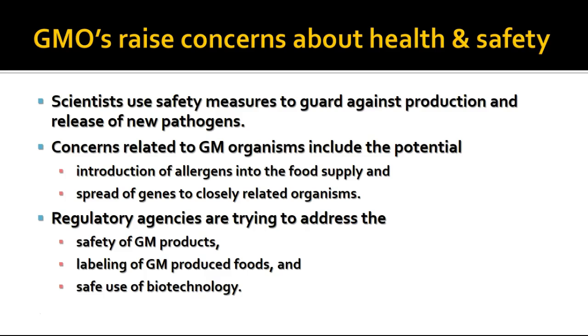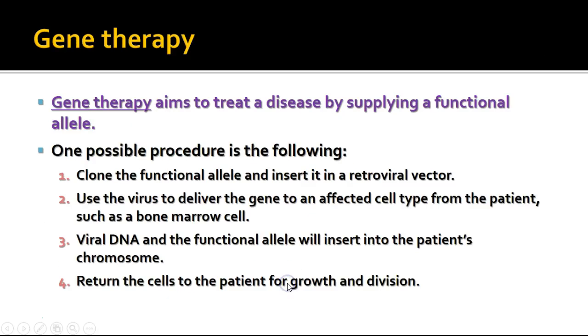Scientists use a great deal of safety measures to guard against this, but there are still concerns in the public about GM organisms, including the potential to accidentally introduce allergens into the food supply, or perhaps accidentally have genes spread to a closely related species. There are regulatory agencies that work on this all the time, trying to address the safety of these products and labeling them properly and make sure that the biotechnology is being used safely.